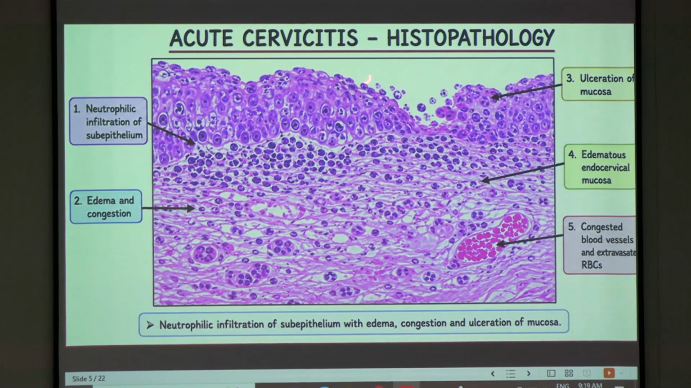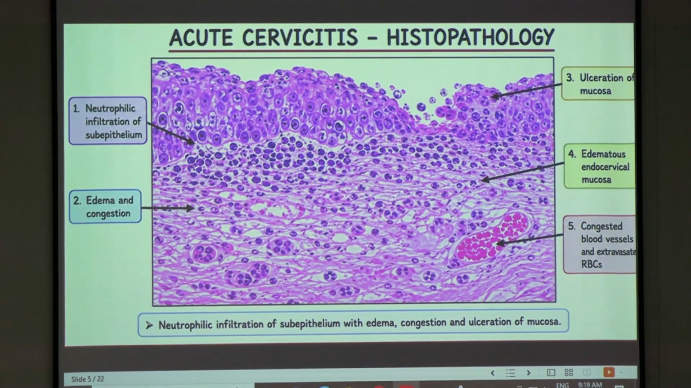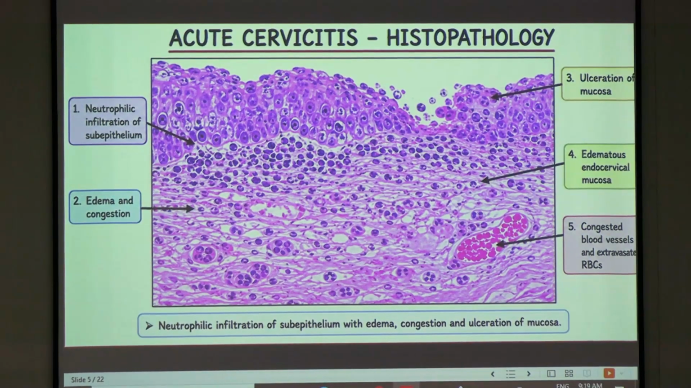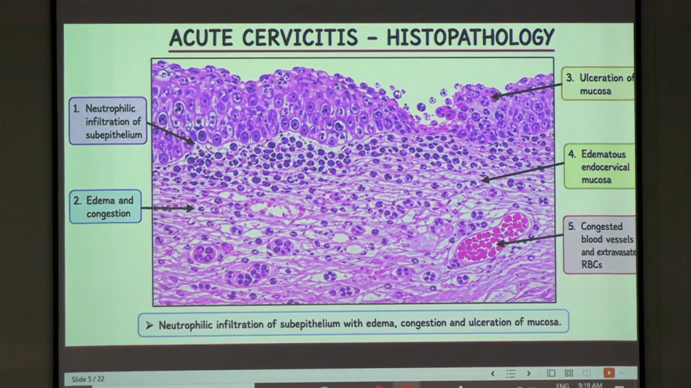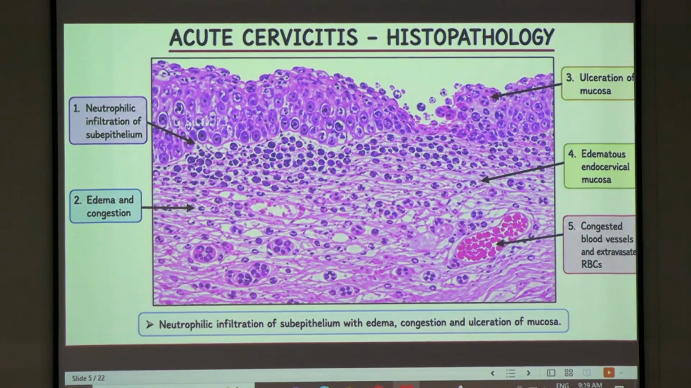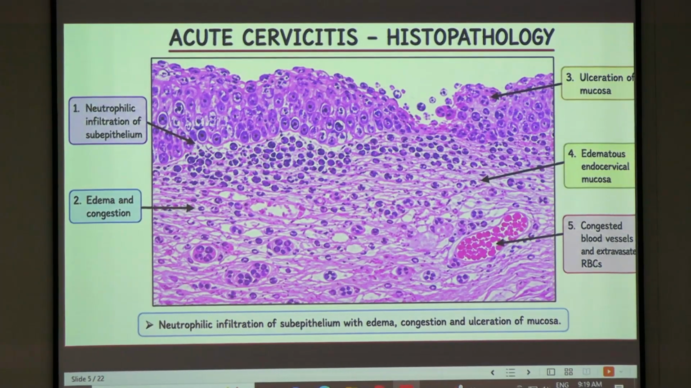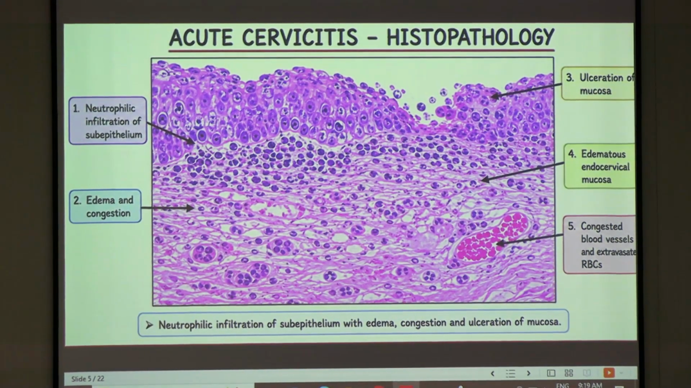And another thing, that part is known as ulceration. Ulceration is basically when the surface epithelium is denuded and underlying there is acute inflammatory infiltrate, neutrophilic infiltration. So this is known as ulceration. During acute inflammation, acute cervicitis, you can also see ulceration, right?